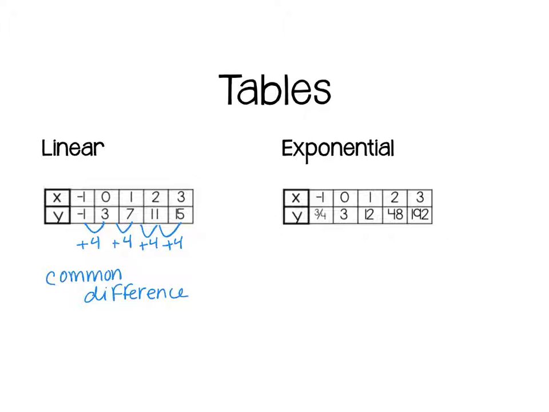And in an exponential function, we can't add or subtract the same thing to get from one y to the next each time, but what we do is we multiply. So instead of being called a common difference, it's called a common ratio. And you find that by looking at what you would have to multiply to get from one to the next.